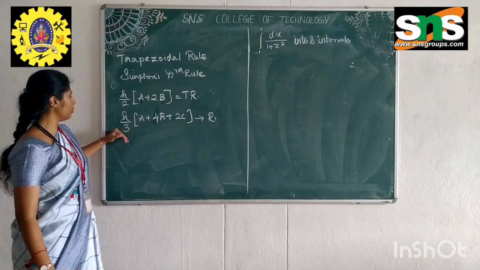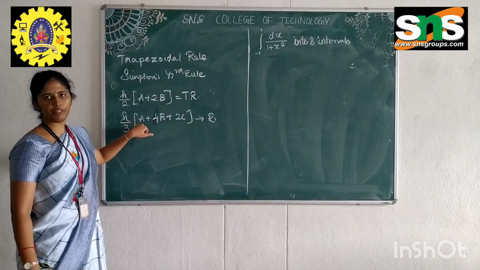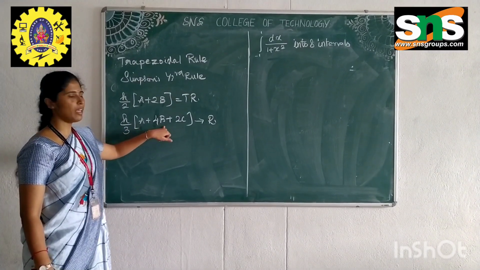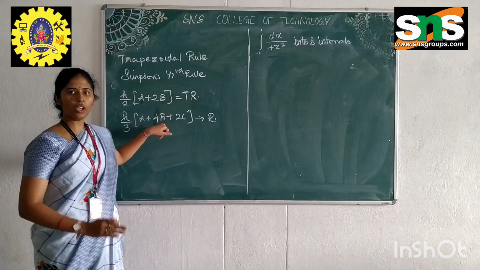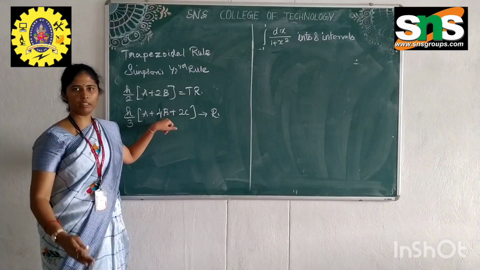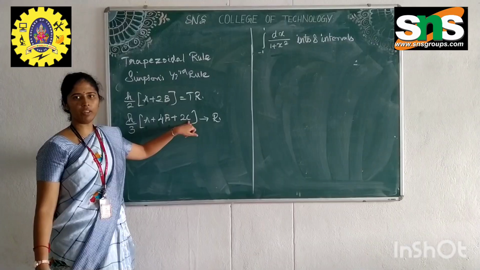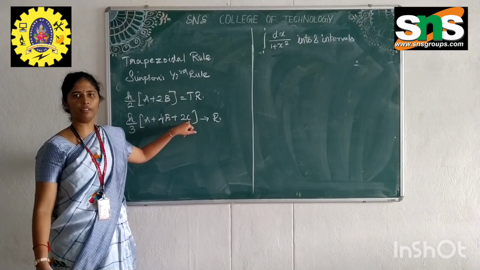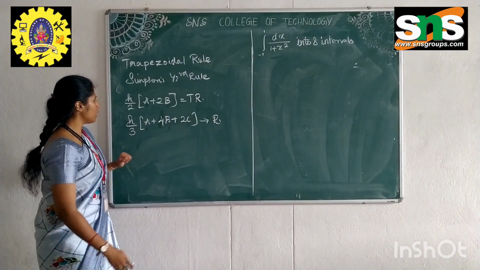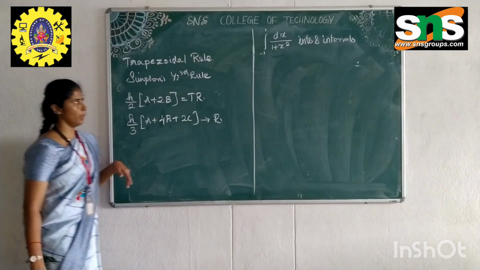In Simpson's rule, h divided by 3, a again represents the first and last ordinate, and b represents the odd ordinates, that is y1, y3, y5 etc. Whereas c represents the even ordinates, for example y2, y4 etc. Now let us see one problem based on these methods.